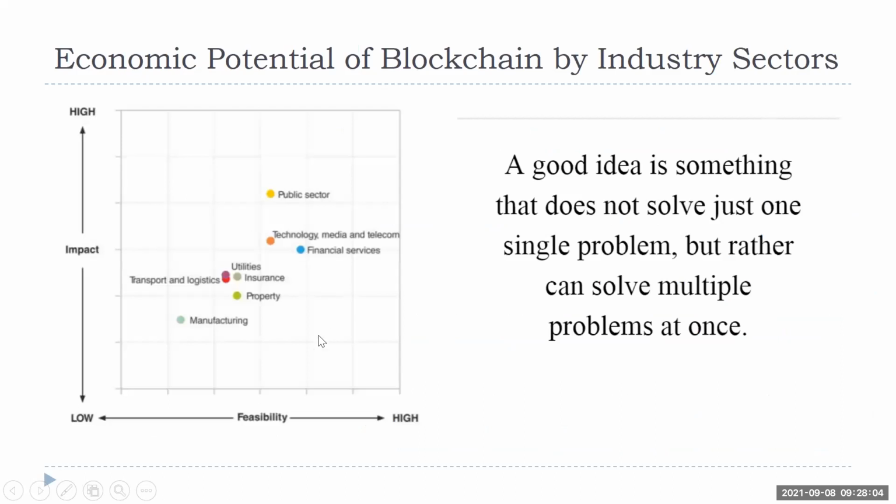So this is where we are at now. Most of the feasibility is in financial services, because financial services were the first to work on it. Feasibility is high, but if you see the public sector, the impact is very high. In the public sector, think of healthcare, government land records, voting mechanisms, right? If blockchain can be adopted in the public sector, the impact would be very huge. A lot of corruption and a lot of data tampering can be done away with.